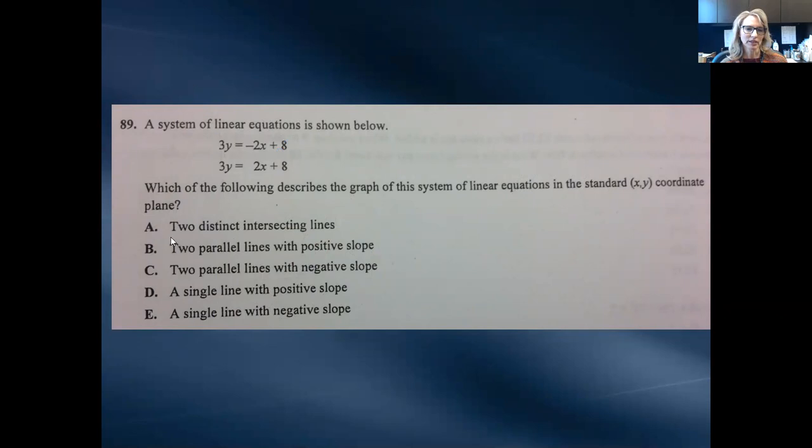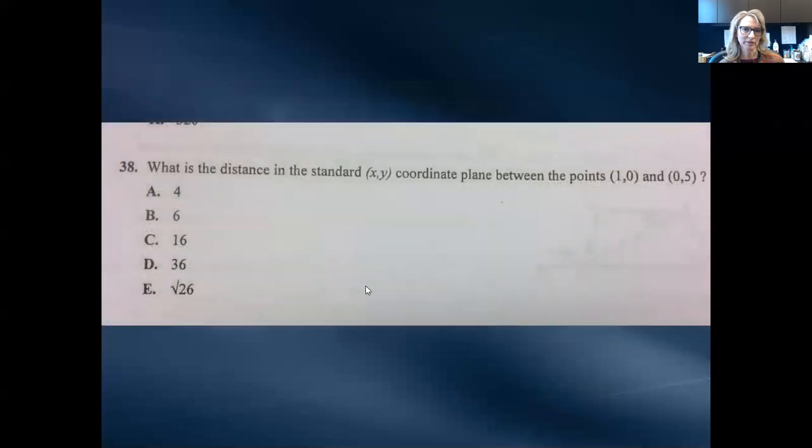So is it two distinct intersecting lines? That seems like it fits, but let's look at the rest and make sure it's not something else. Are they two parallel lines with positive slope? No, one has a negative slope. Are they two parallel lines with negative slope? No, one has a positive slope. Is it a single line with positive slope? Nope, we have two different lines. And similarly, a single line with negative slope is wrong. So it's A, two distinct intersecting lines, and they're going to intersect at 8 at the y-intercept.